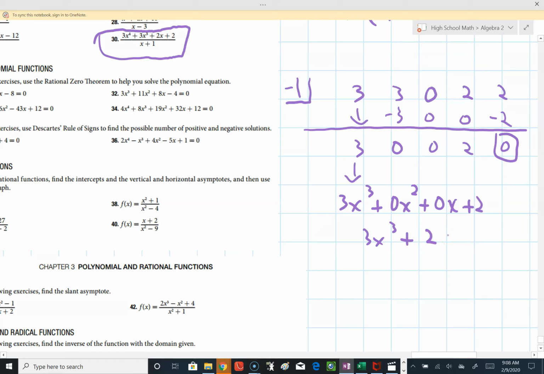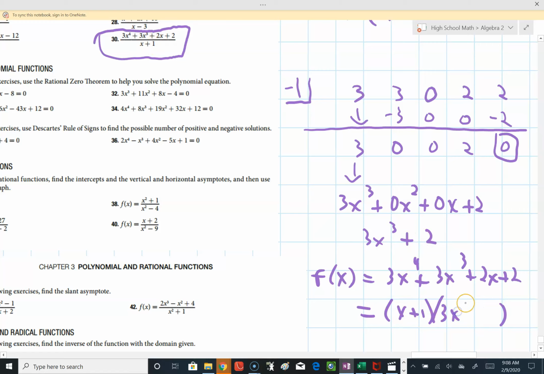Further, we could write that numerator as a product of what we divided by times this. So if f of x was 3x to the fourth plus 3x cubed plus 2x plus 2, we could write it as what we divided by, which was x plus 1, times this thing that we received, the quotient, 3x cubed plus 2. Note, x times 3x cubed would be 3x to the fourth. X times 2 would be 2x. 1 times 3x cubed would be 3x cubed, and 1 times 2 would be 2.